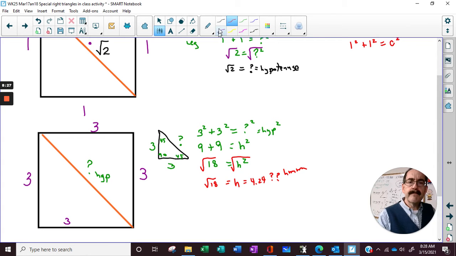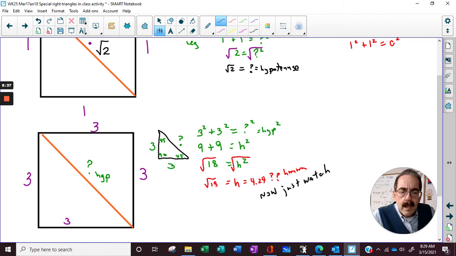Now just watch. The factors of 18 are 2 times 9. The square root of 2 times the square root of 9.